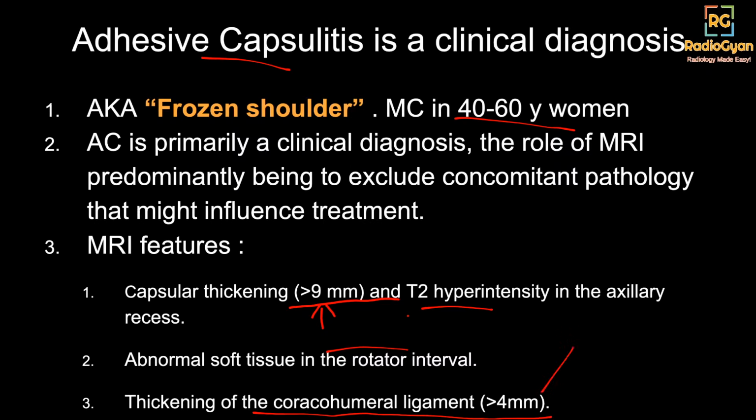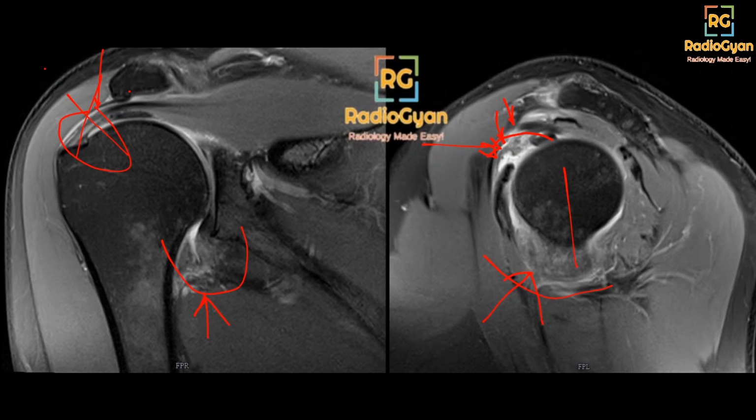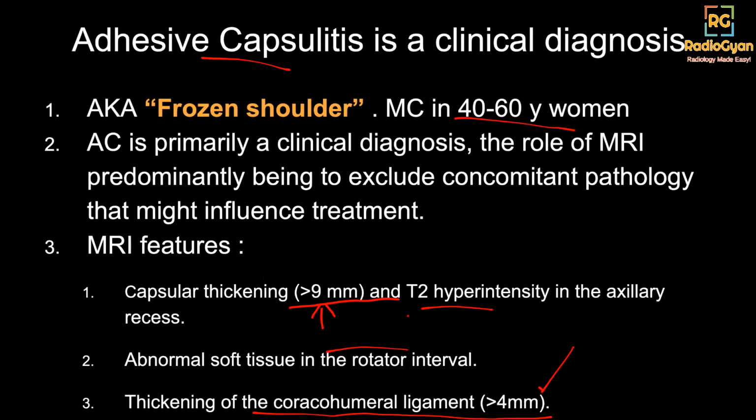Our sections didn't have the coracohumeral ligament, but you look at the coracohumeral ligament in the sagittal sections, and this is the area where it will be. It will be a thin structure usually, but when it's more than 4 millimeter, we call it adhesive capsulitis.